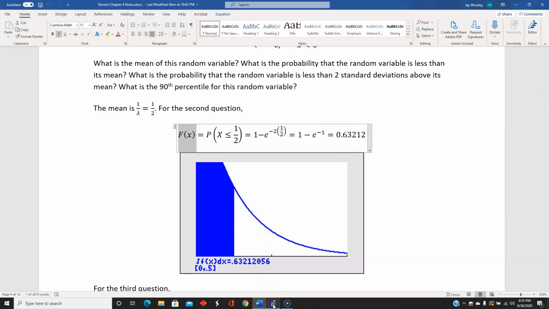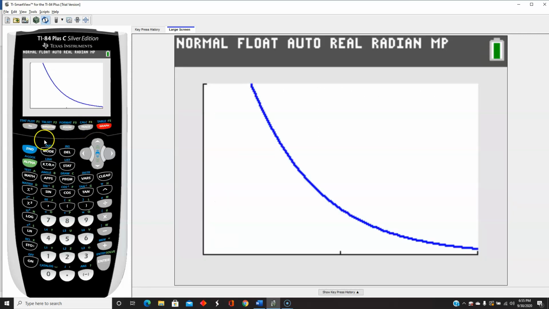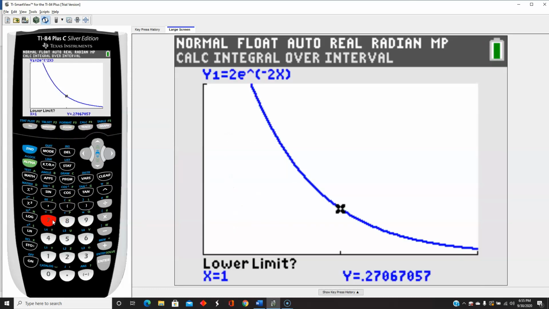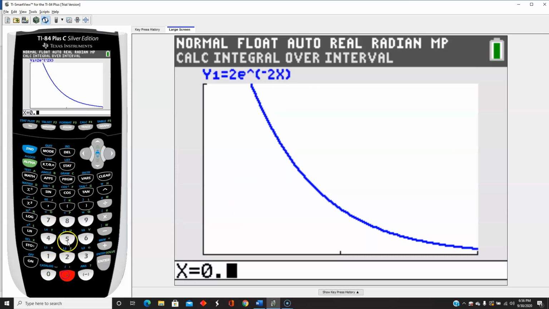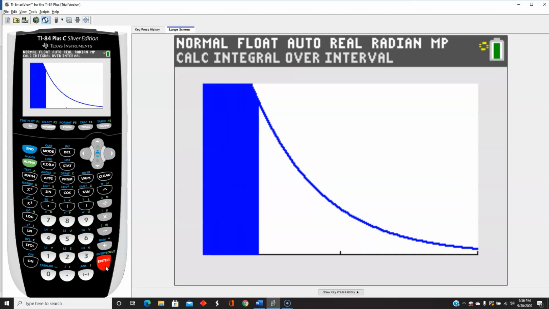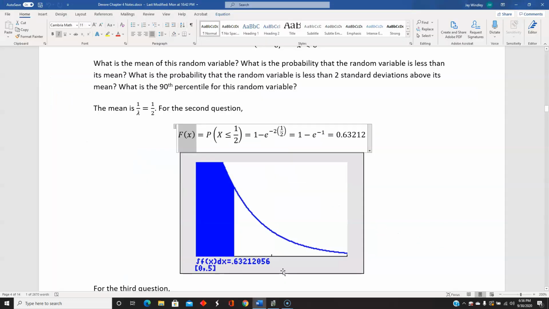Now on the calculator, I have put in the function 2e to the negative 2x, and then I graphed it, and then I integrated, just to double check the area that I just got, I integrated from 0 to 0.5. Takes a second to shade, and we see the area is 0.632, same as what we got algebraically.